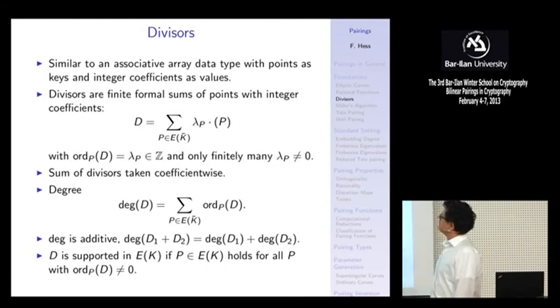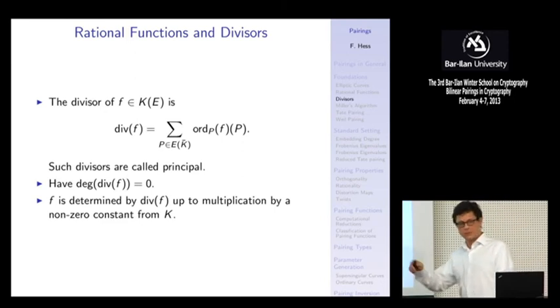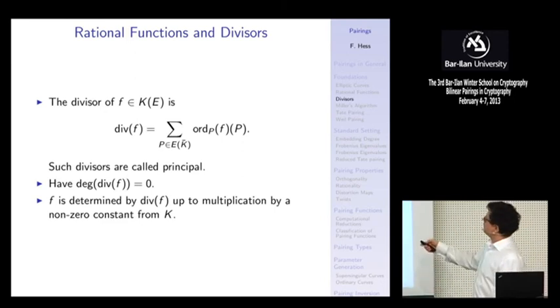So if you have a function, we can make a divisor out of it. We just look at all points and take the orders of the function at the points. Most of the time it will be 0 because the function is defined, doesn't have a pole or zero. But at the points where the function has a pole or zero, we have positive or negative values here. Since there are only finitely many poles and zeros, the whole thing will be a properly defined divisor.